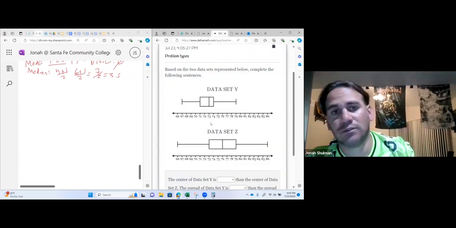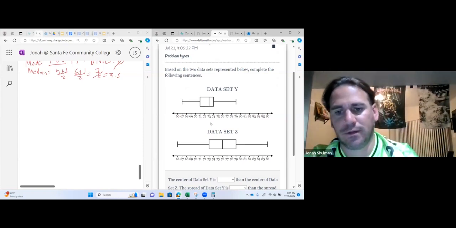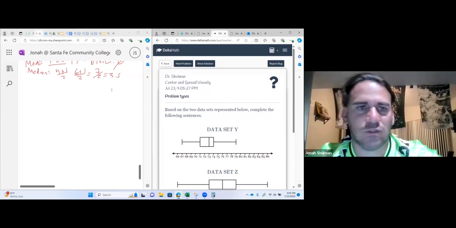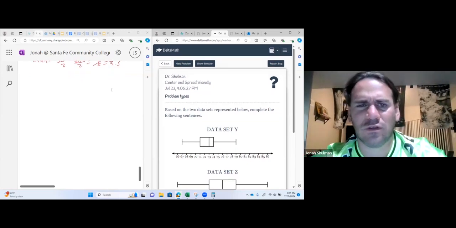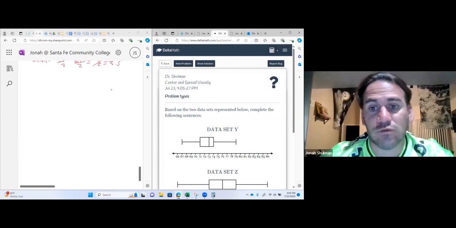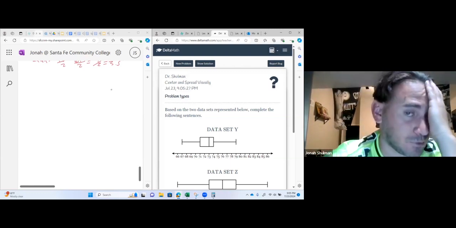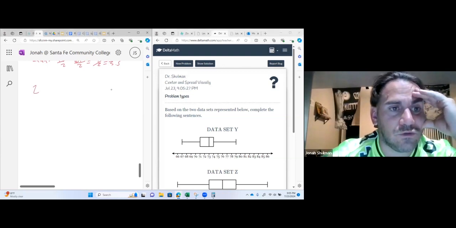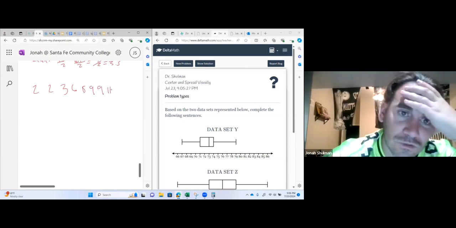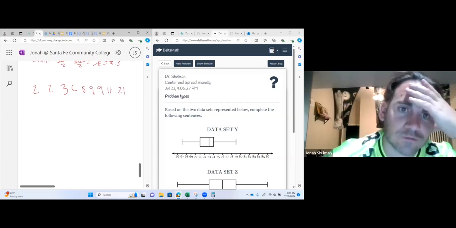All right, I said I wasn't going to do a box plot till the next one, but I might as well show you one here. This should be moved to the next one, but it's okay. So I'll just start the other one with the two-way frequency table. So I will show you how to do one of these. So let's just make up some numbers. So let's go 2, 2, 3, 6, 8, 9, 9, 11, and then we'll do 21.